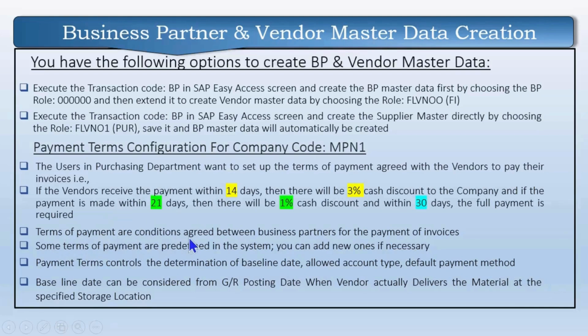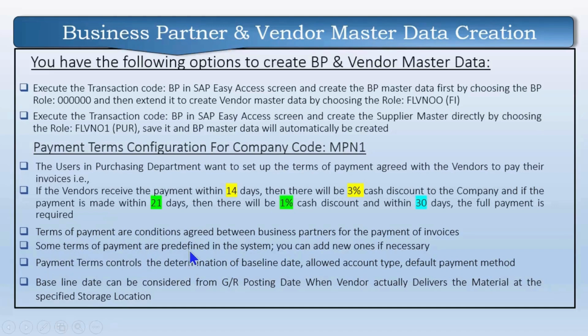So the terms of payment are conditions agreed between business partners for the payment of invoices. Whenever this company pays the invoices to the business partner, there will be certain conditions agreed between the business partner and the company. So who will do that? Actually, the purchasing department will negotiate all those payment terms and conditions and the discounts if they make early payment. That kind of agreement happens between the purchasing department and the business partner. Purchasing department of company code MPN1. That's what we are assuming now here.